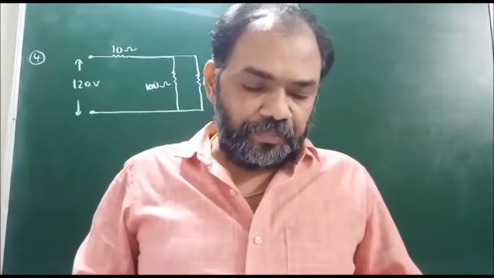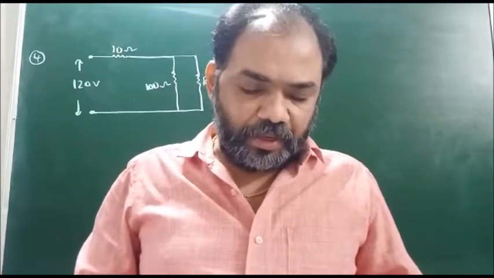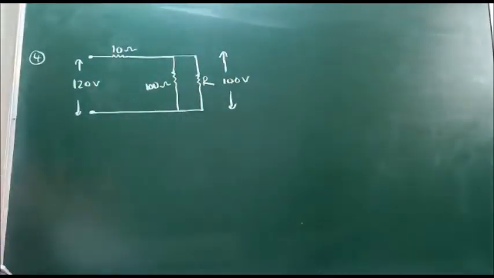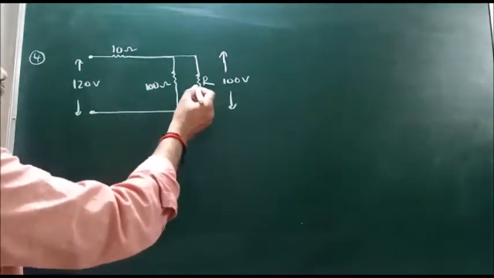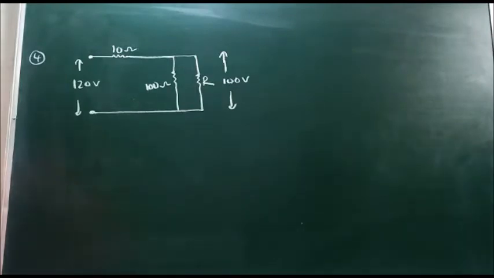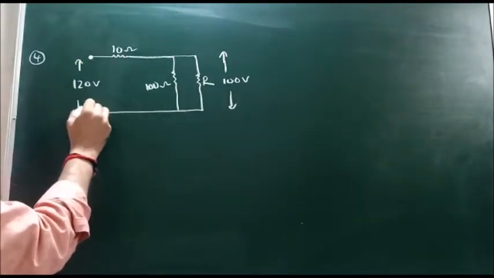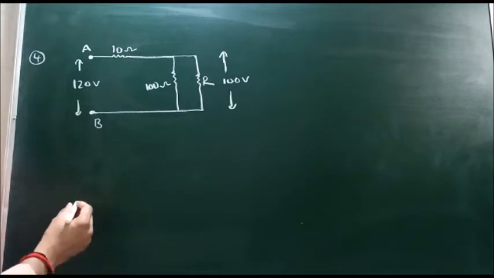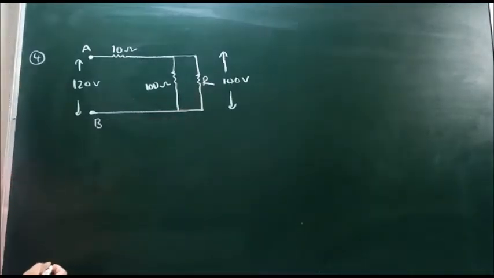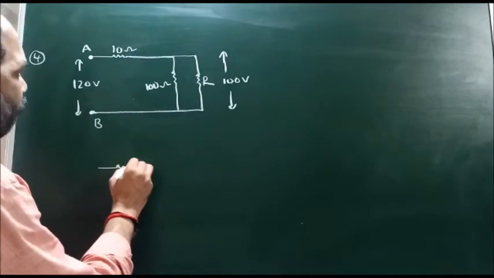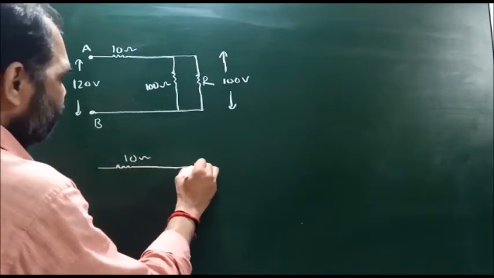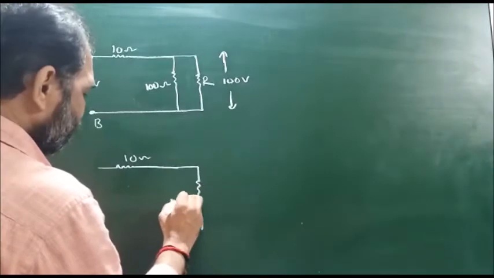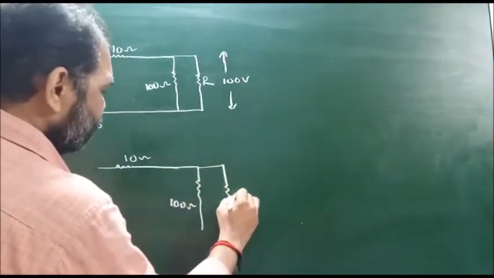Question number 4. Find out the value of resistance capital R in the given figure. In this figure we require the value of resistance capital R. To calculate it, let this terminal be A and this terminal be B. Between the terminals A and B, the applied potential difference is 120 volts. Now we want to calculate the value of capital R. For that purpose, I want to redraw this circuit like this. Given it is 10 ohms and it is 100 ohms, and this resistance is capital R.